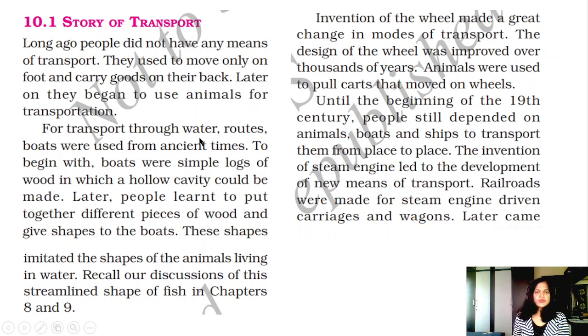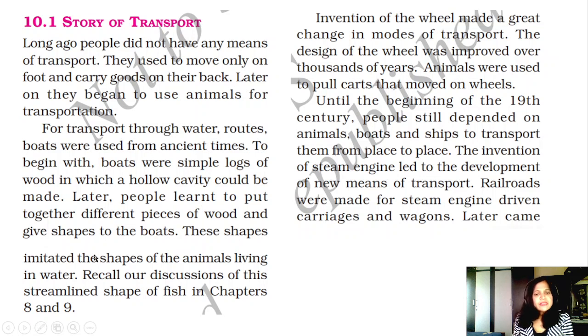For transport through the water, boats were used from ancient times. To begin with, boats were simple logs of wood in which a hollow cavity would be made. Later, people learned to put together different pieces of wood and give shape to the boat. These shapes imitate the shapes of the animals living in water.